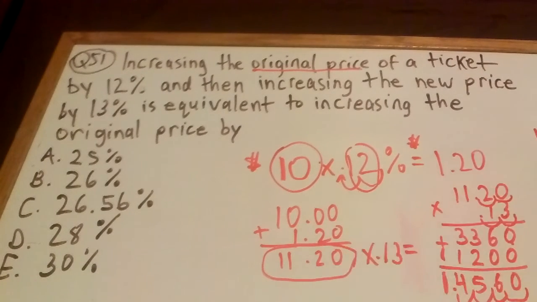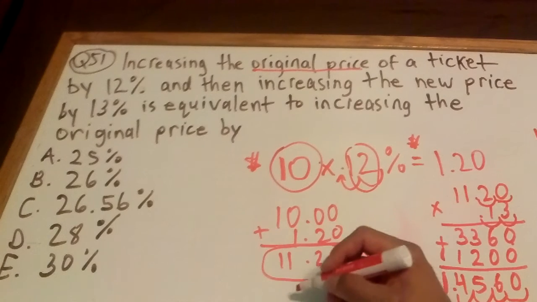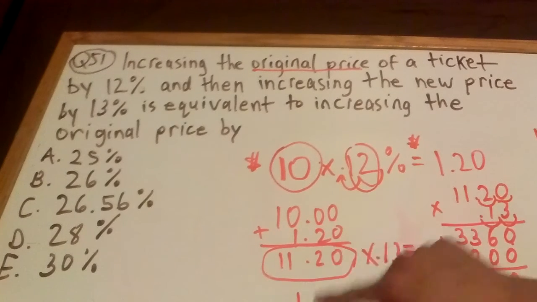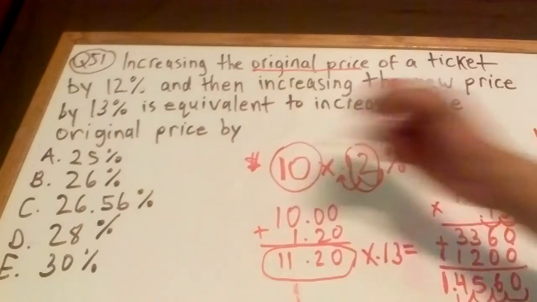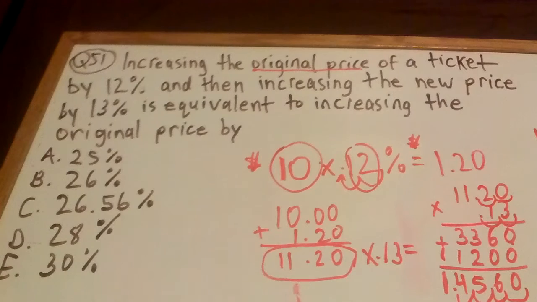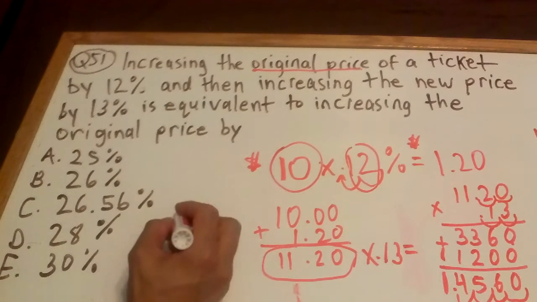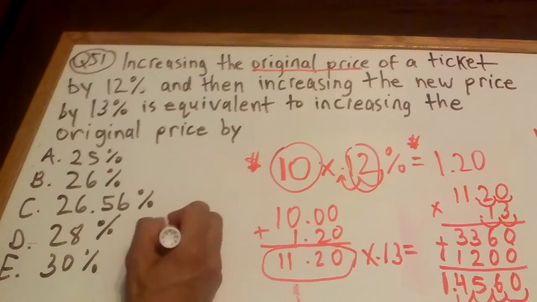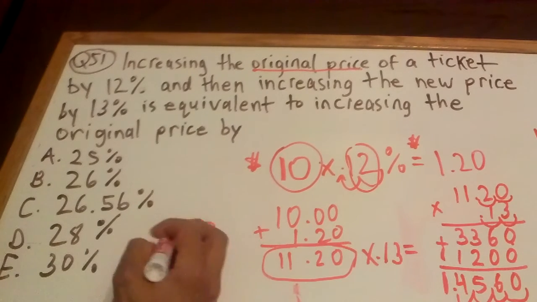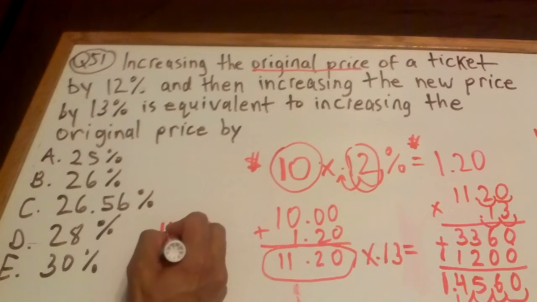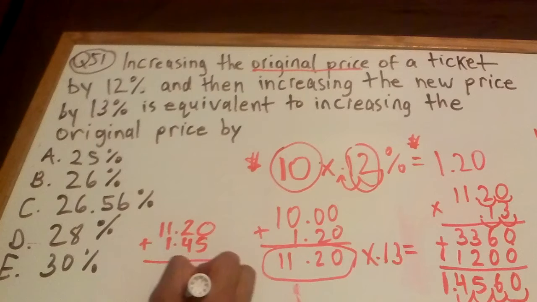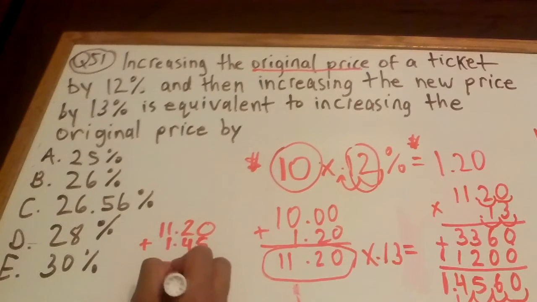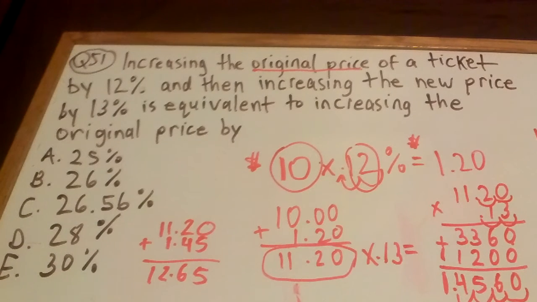So we do 11. Let's see. Oh, you can't see that, can you? No, you can't. Let's work here. That might be a bit difficult. Alright. So let's see if we have enough space here. We do 11.20 plus $1.45. And our new total is $12.65.